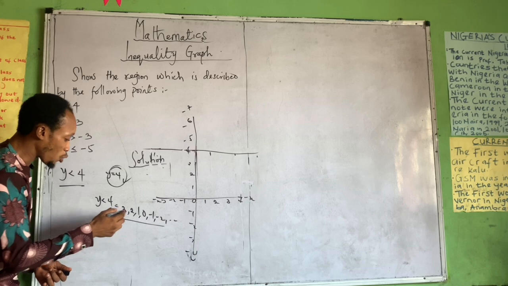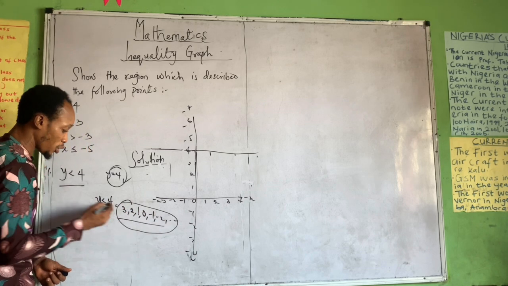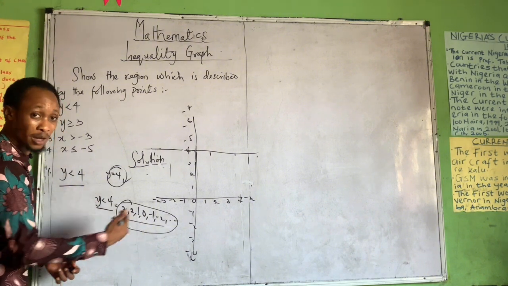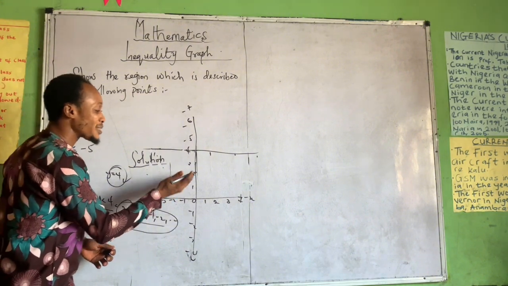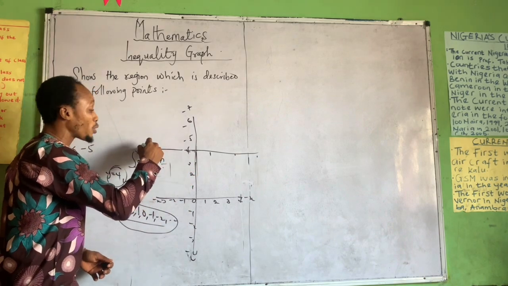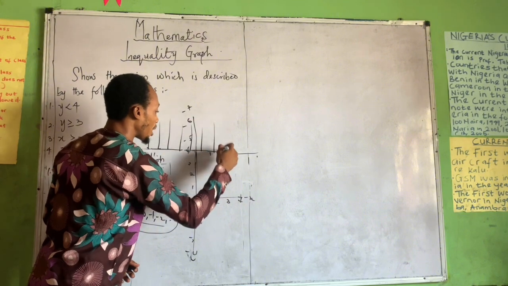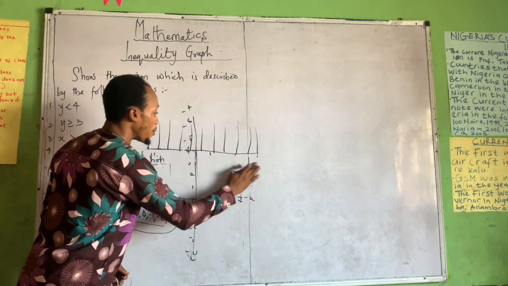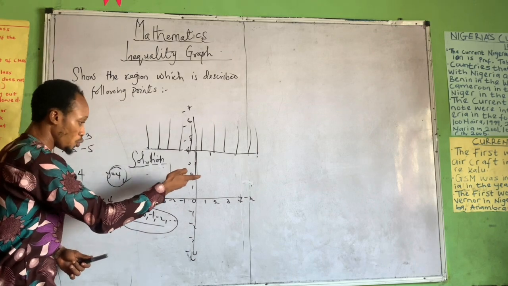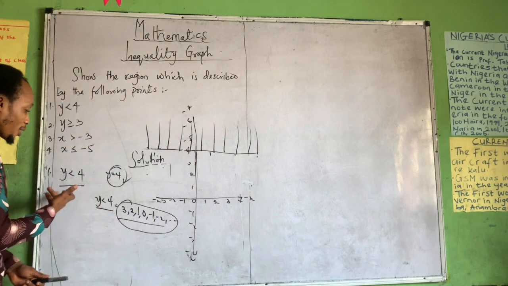Which region do we require here? We require this region. We require 3, 2, 1, 0, -1, because it is what is giving y less than 4. So y less than 4 means all the values that are less than 4. So we shade the ones that are not required. We are shading it upwards like this. Why? Because they are not required. The values required are 3, 2, 1, 0, -1, and so on. So that's how to solve for this.